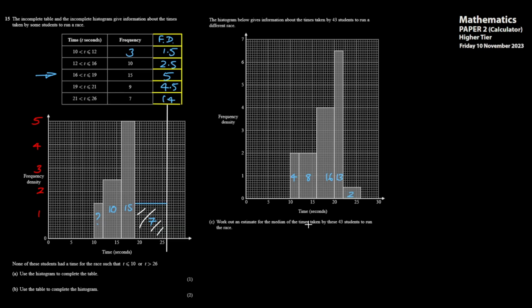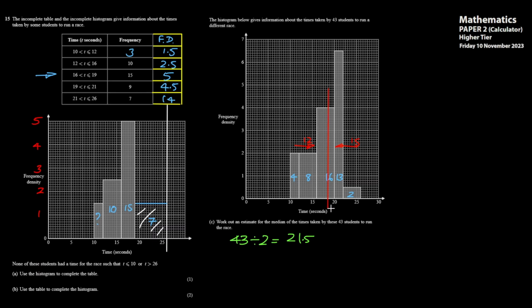So the median we need is the time which divides half of the students on one side and half on the other. So the question is, where will we find 21.5 students to the left-hand side of our median line and 21.5 students to the right of it? Well, it's going to happen in this area here, because we've got 12 up to this point and we've got 15 down from this point. So it will happen in here somewhere.